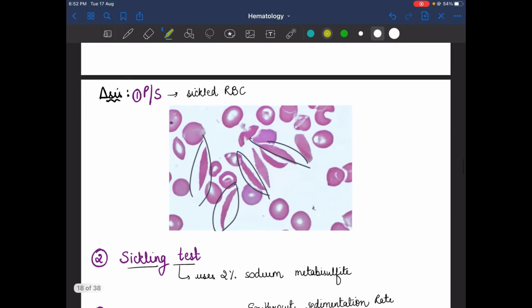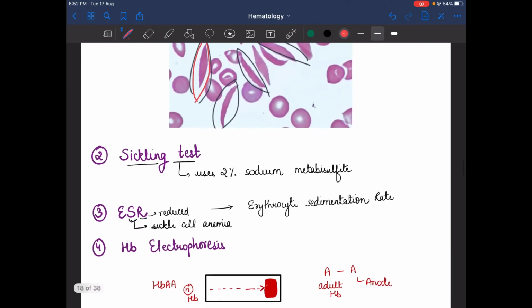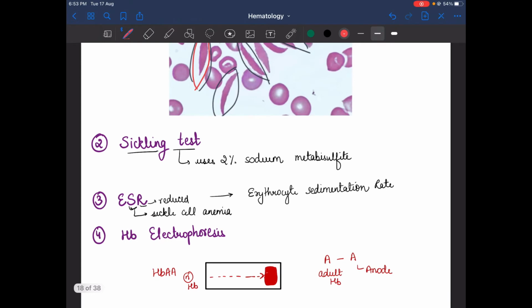What is the diagnosis of sickle cell anemia? First, we do the peripheral smear, and in the peripheral smear we see sickled RBCs, as we see here. These look like sickled RBCs. Now the second test is the sickling test. In the sickling test we use 2% sodium metabisulfite for sickle cell anemia diagnosis. The third is we check the ESR value, and in sickle cell anemia there is decreased ESR. ESR stands for erythrocyte sedimentation rate.